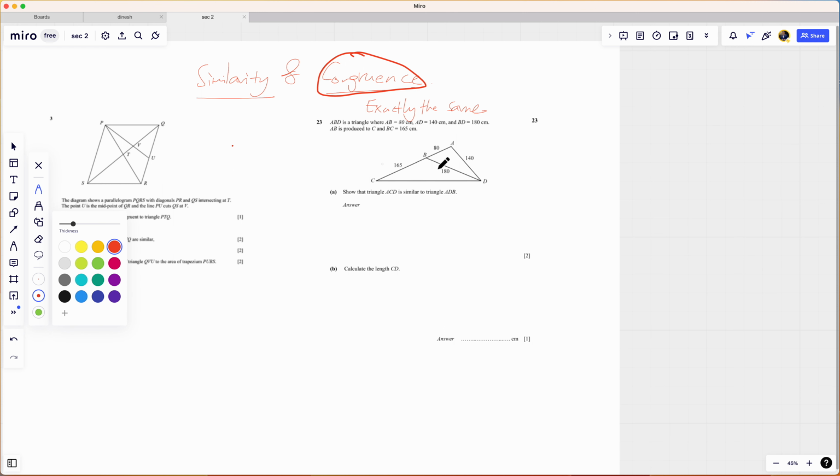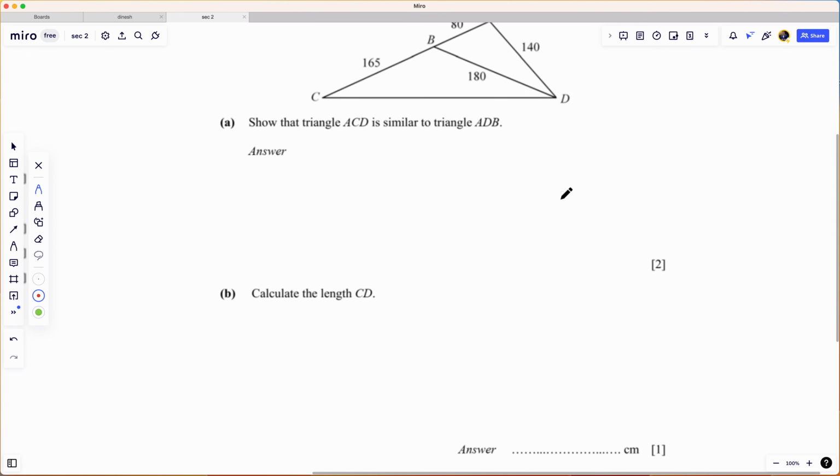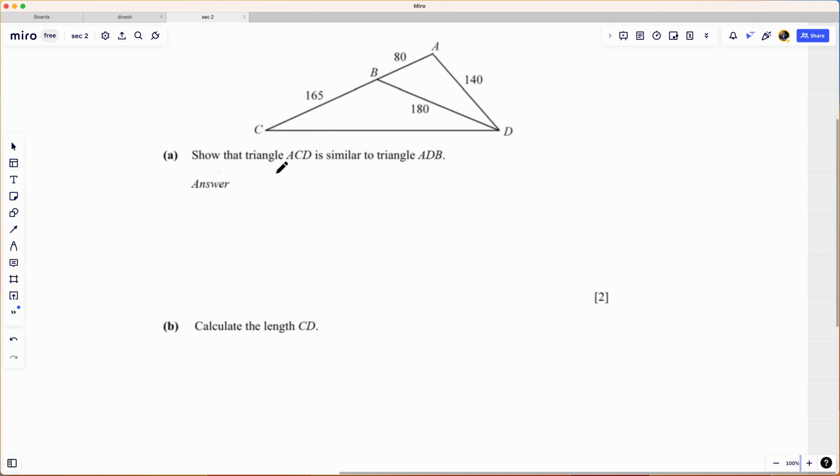For question 23, they say show that triangle ACD is similar to triangle ADB. In order to show this, you need to extract these two triangles out first. Can you see or not? Before you show similarity or congruence, you need to extract the two triangles out first. So ACD, where's ACD? A, C, D, right? So you need to extract it out. How to extract it out? Just draw another one.